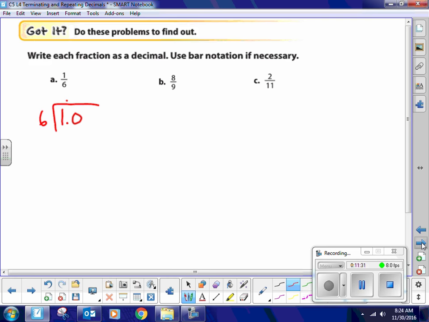6 can't go into 1, so we put a 0. 6 goes into 10 one time, and then you've got 4 left over. Bring down the 0, annex the 0. 6 goes into 40, 6 times 6 is 36, and here we go. As soon as it repeats once, stop. Don't keep working it out. As soon as you see it repeat, stop instantly.